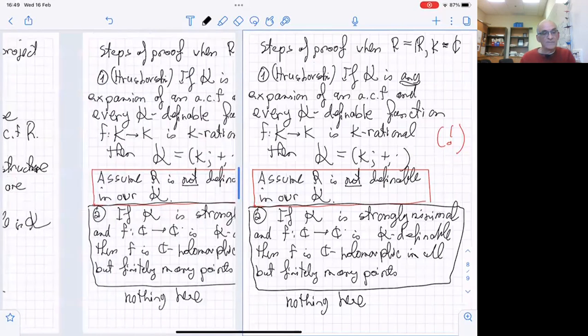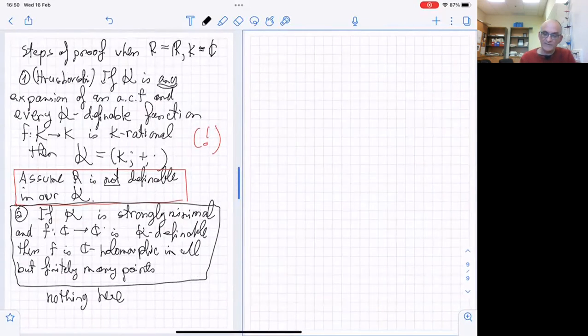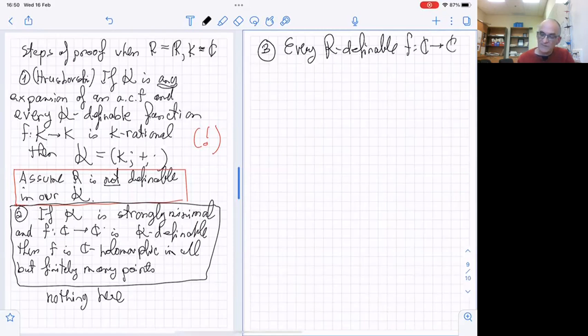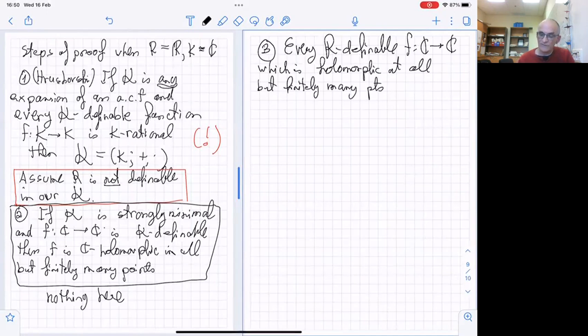All right, and now step 3. In order to apply Hrushovski's result, we want to show that if we have an R-definable function f from C to C, which is holomorphic at all but finitely many points, then it is a rational function.